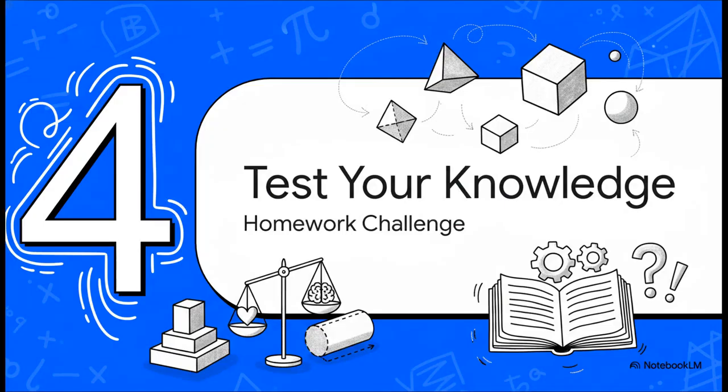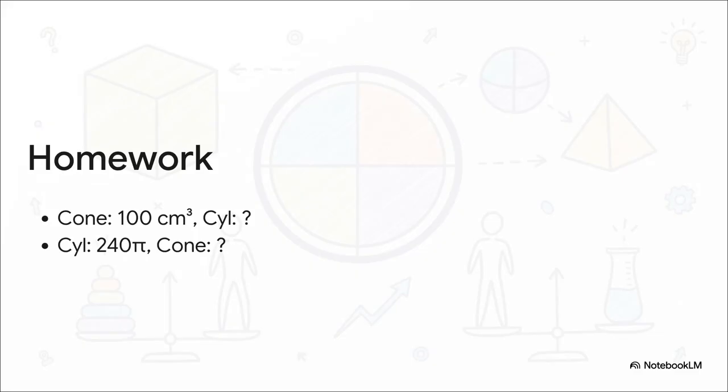All right, let's head into part 4, test your knowledge. I actually want you to pause this explainer right now. Seriously, grab a pencil and try tackling these two problems to see if you can instantly spot that mathematical relationship. For the first one, if a cone is 100 cubic centimeters, what's the cylinder? Well, we just did this with the baker, it's 300. And for the second, if the cylinder is 240 pi, the cone is 1/3 of that, which is 80 pi.